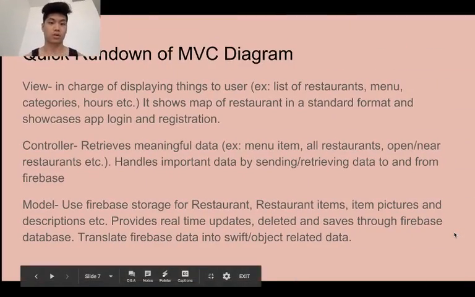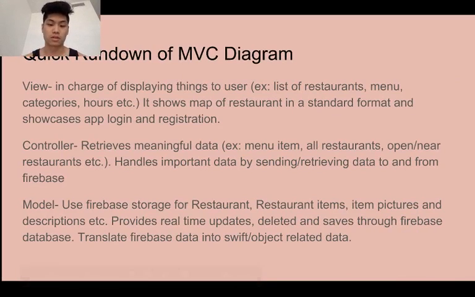So here's a quick rundown of our MVC diagram. Because I'm using the Swift platform to create this app, it's a good principle to always follow the MVC diagram. M stands for model, V stands for view, and C stands for controller, MVC.